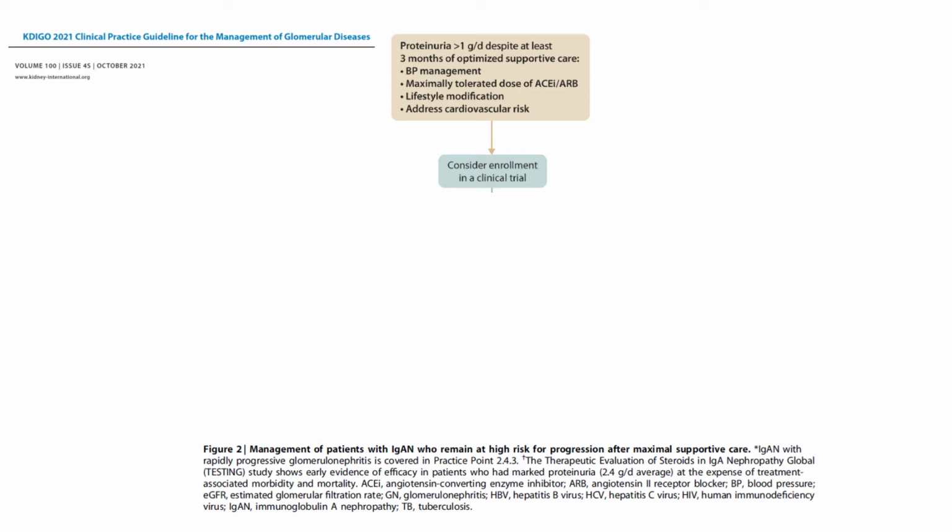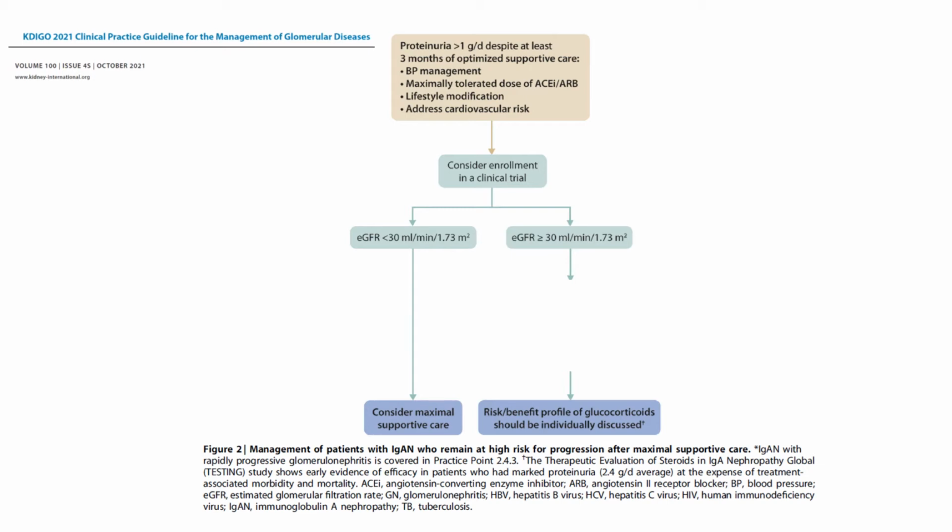if there is a possibility to enroll the patient in a clinical trial, that's okay. Then you have to ask yourself what is the GFR of the patient. If the GFR is less than 30 ml per minute, consider maximum supportive care with no immunosuppression, and just follow your patients for progression of the case and for later preparation for renal replacement therapy.